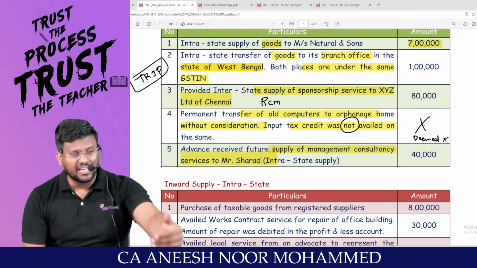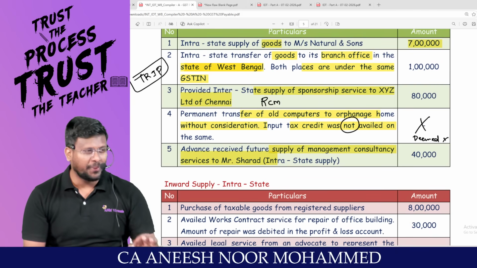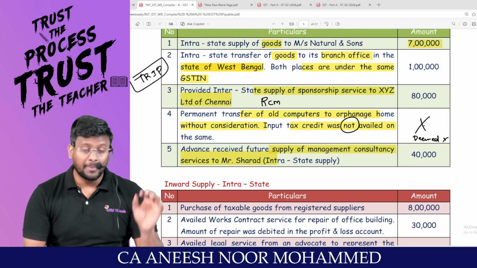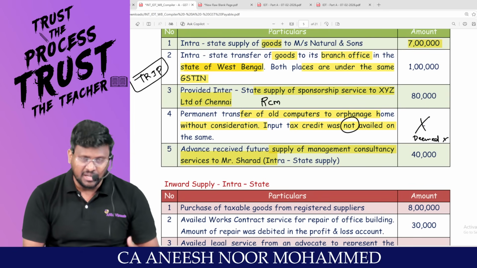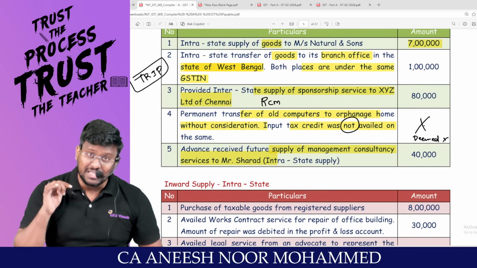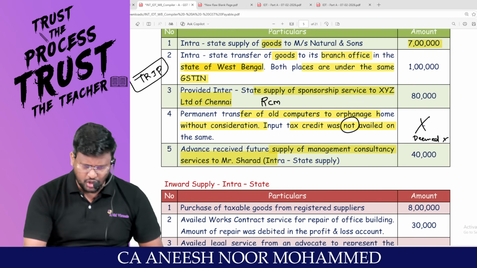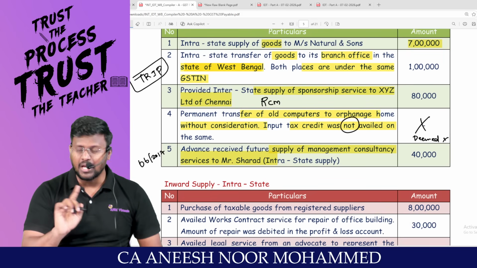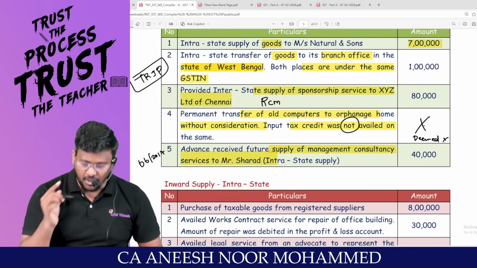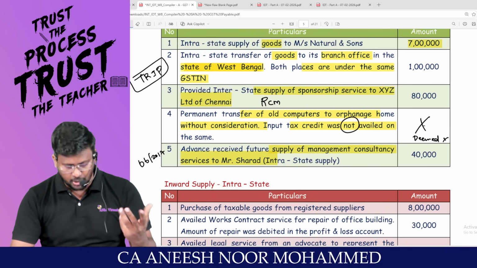Sir, if you are getting any advance on goods, you pay GST on an invoice basis. But if you are getting any advances for services, you have to pay GST on a receipt basis. Notification number 66/2017 will not be applicable for services; it will be applicable only for goods. I believe that you are able to appreciate.